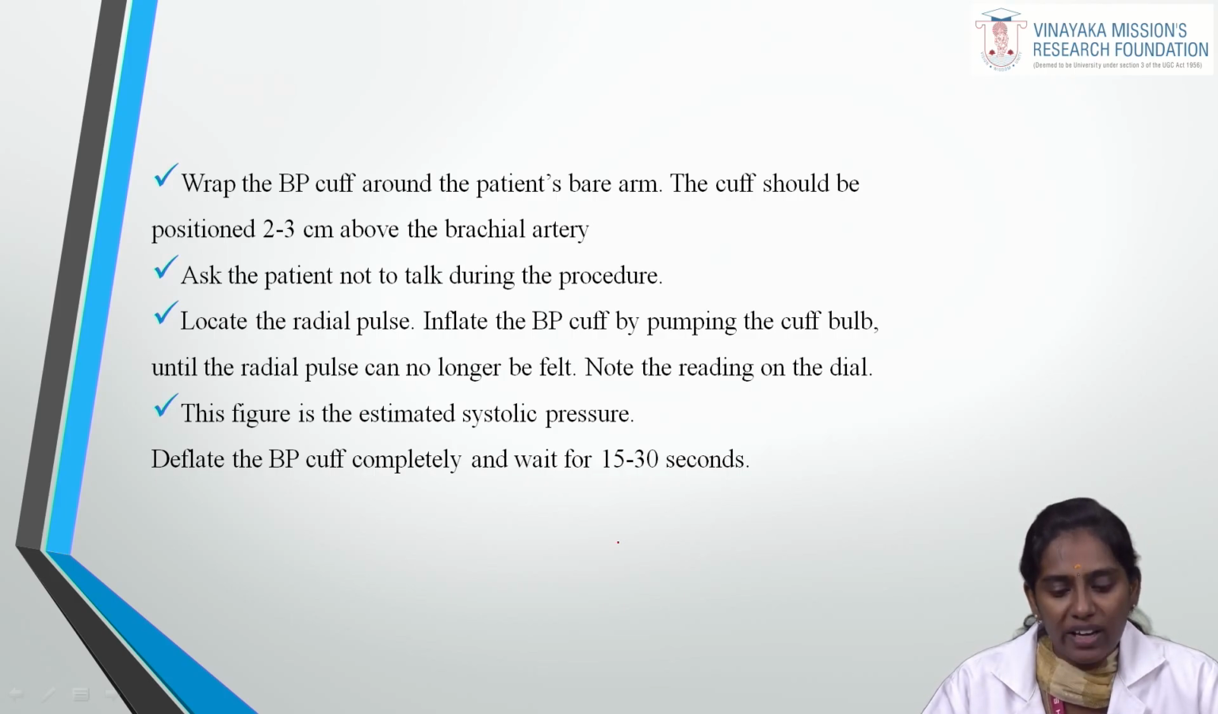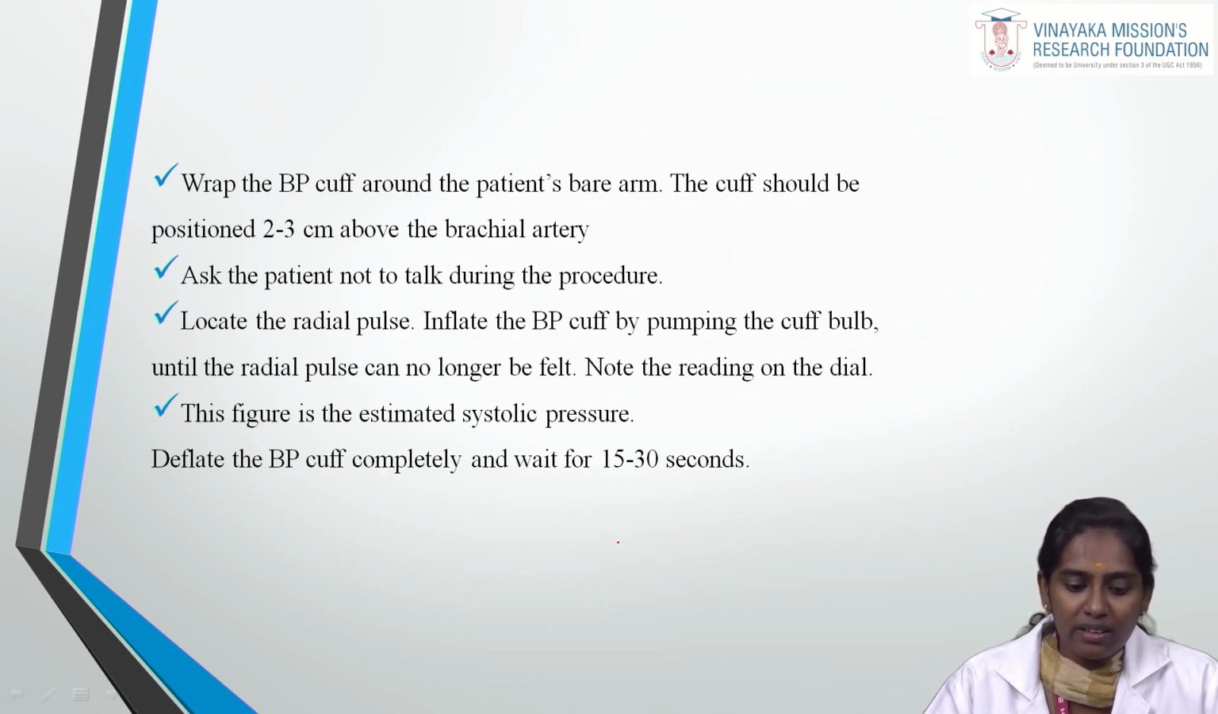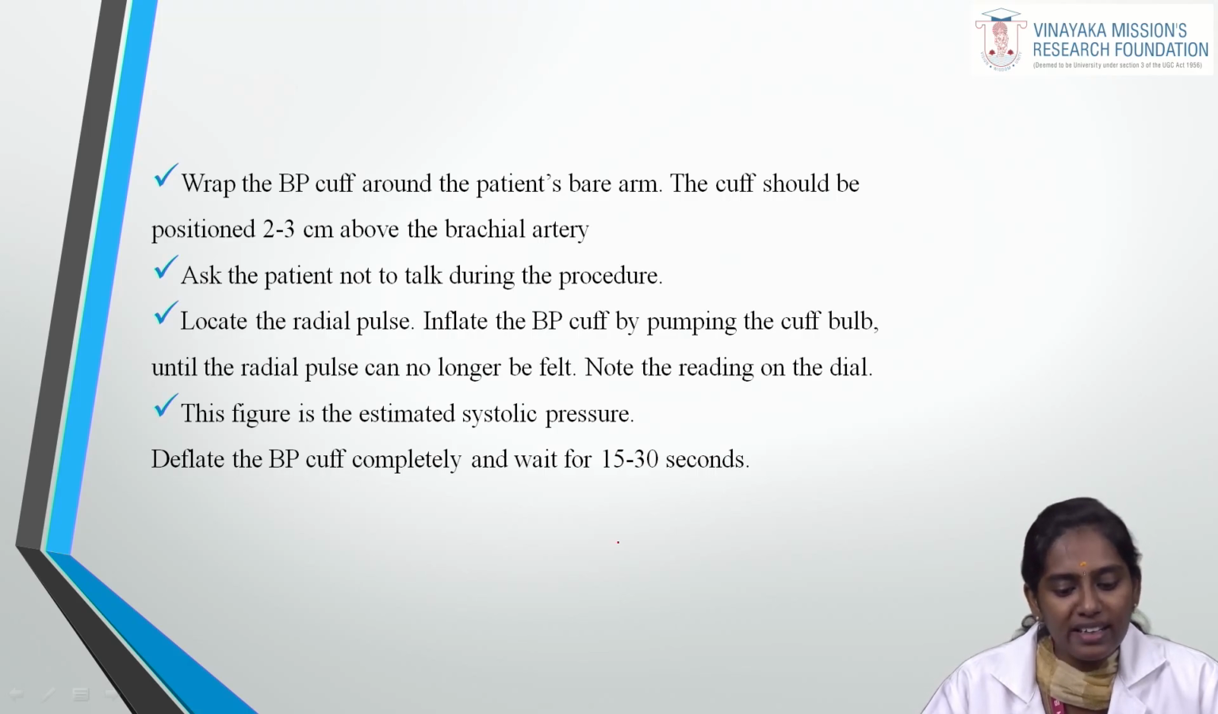Then you have to locate the radial pulse. Inflate the BP cuff by pumping the cuff bulb until the radial pulse can no longer be felt. Then note the reading on the dial. This figure is the estimated systolic pressure. Then deflate the BP cuff completely, and wait 15 to 30 seconds for the patient to relax.